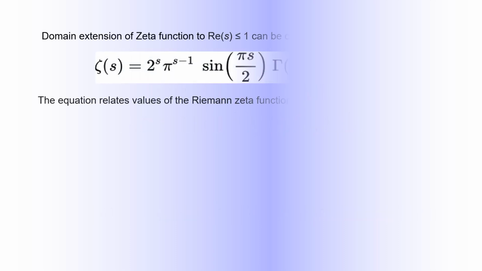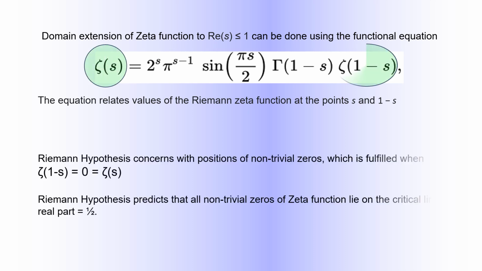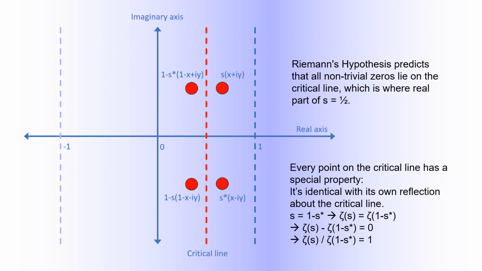From the previous video, we've learned about domain extension of the zeta function using the functional equation, which in turn determines the positions of non-trivial zeros. The Riemann hypothesis predicts that all non-trivial zeros of the zeta function lie on the critical line, with real part a half. Every point on the critical line has a special property: it's identical with its own reflection about the critical line.